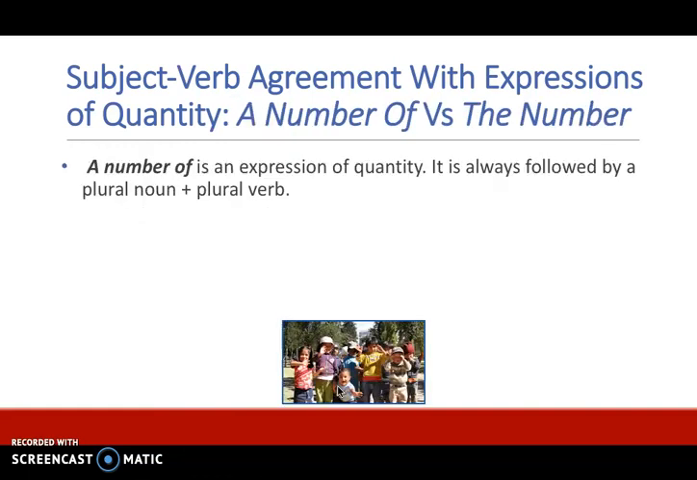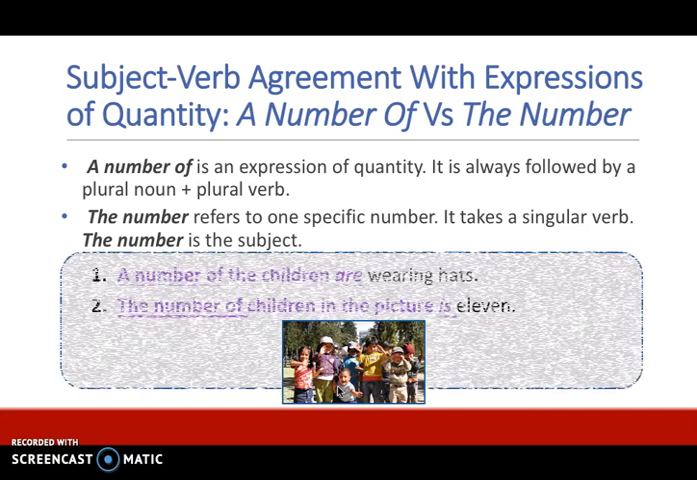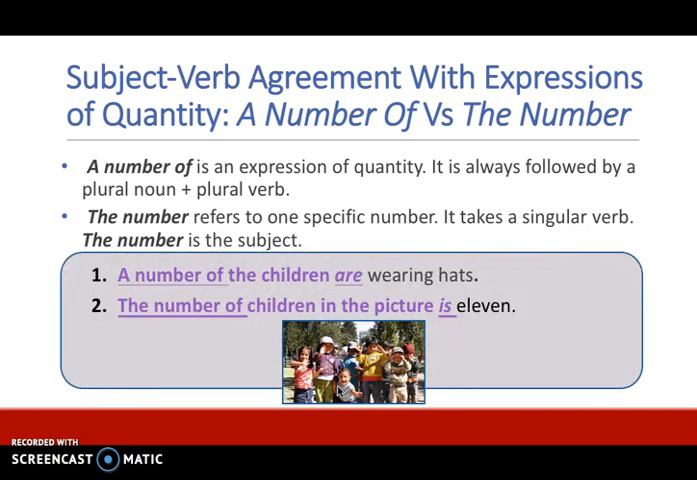A number of is an expression of quantity. It is always followed by a plural noun and a plural verb. The number refers to one specific number. It takes a singular verb. The number is the subject of the sentence. Let's look at these examples.